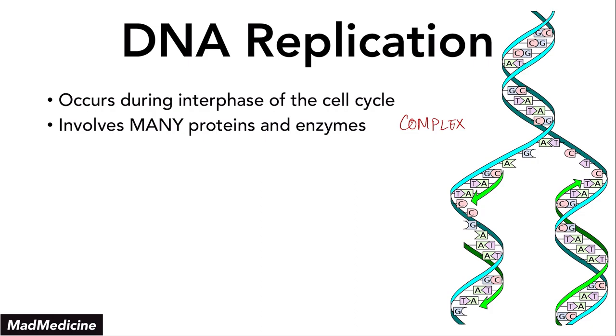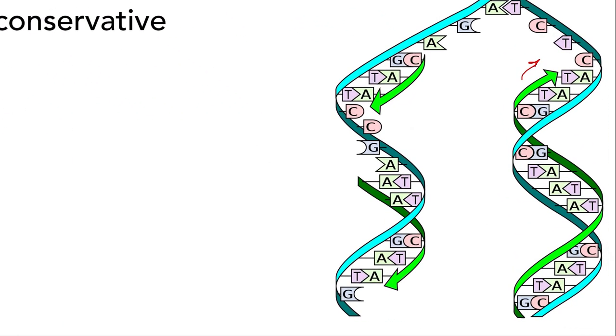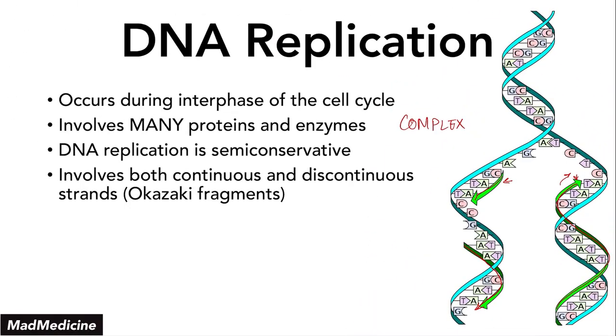DNA replication is a semi-conservative pathway, okay? Meaning you are going to get one part that is going to be continuously replicated and the other part that is not going to be continuously replicated. It involves both continuous and discontinuous strands. Look at this photo right here. The replication is the green strand right here. This green strand is continuous, but these strands right here, it stops, it starts again. These are not continuous. And these non-continuous pathways are called Okazaki fragments. So you have both continuous and discontinuous strands occurring.